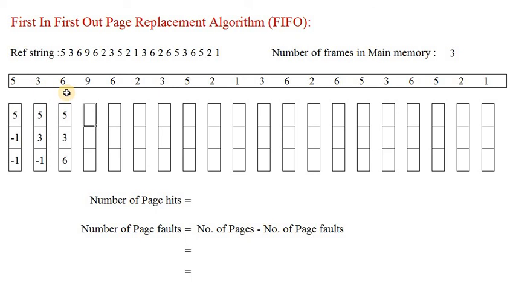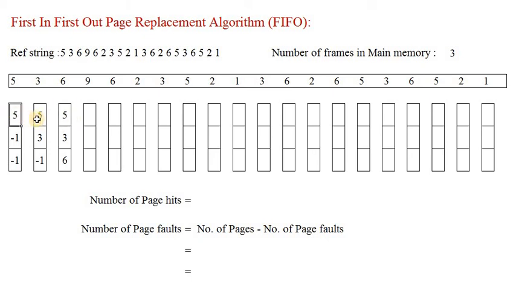According to FIFO, first in first out, whichever page came first will be deleted first from the main memory. We generally observe the FIFO technique in the queue data structure, where first in first out is followed. So here also, whatever page was inserted first will be deleted first. Among 5, 3 and 6, which page came first into the main memory? Obviously 5. That can be identified by the number of entries for 5, that is, how long it has been staying in the main memory.